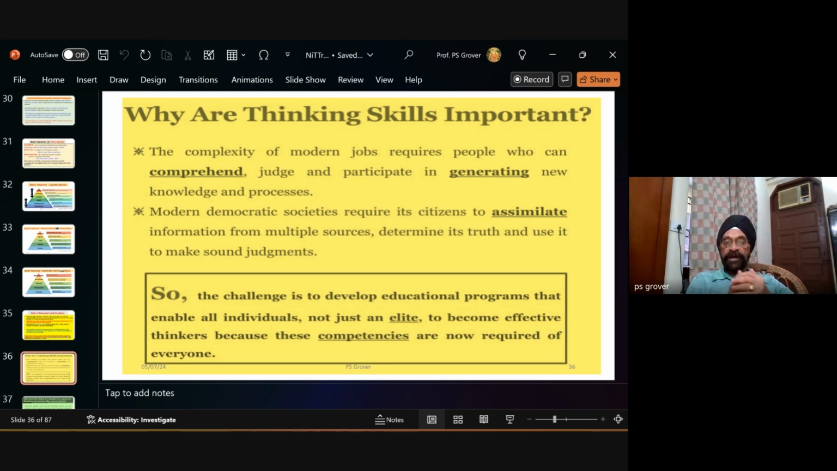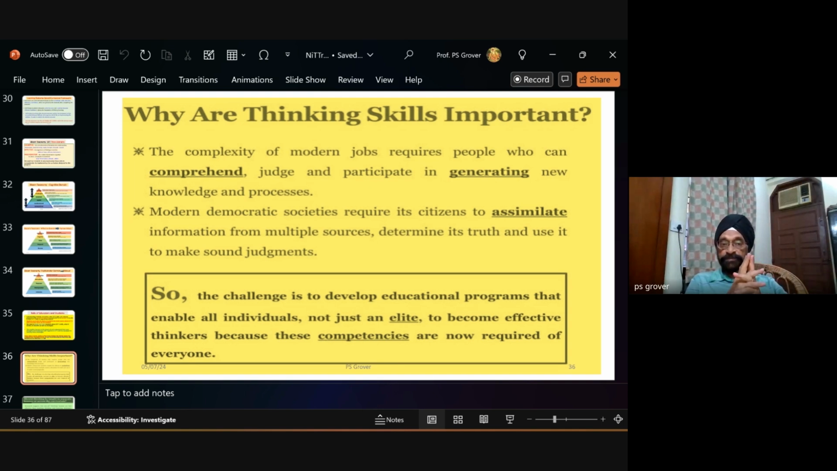So this is why we say, why are thinking skills important? The thinking skills are important because jobs require people who can comprehend, judge, and participate in generating new knowledge and processes. Modern democratic societies require citizens to assimilate information from multiple sources, determine its truth, and use it to make sound judgments. If I always believe fake news, if I don't have the skill to differentiate between what is truth, I will be failing.